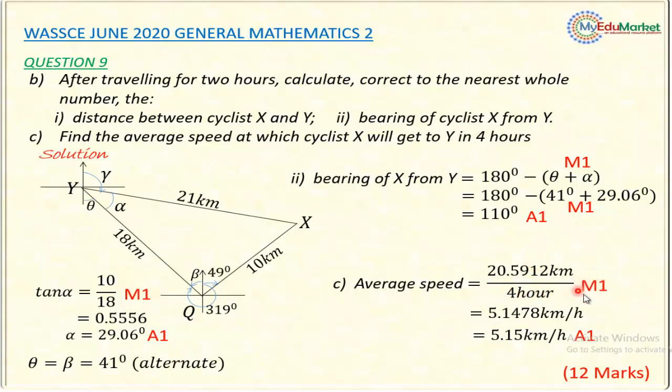Then the last 2 marks are for the attempt to get the average speed. You have the method mark. The method mark here would be awarded if you are trying to divide by 4 the distance obtained as the distance from x to y. So if you divide that by 4 hours, you get this method mark. And if the answer is correctly written as 5.15 kilometers per hour with the correct unit, you have the accuracy 1 mark. So in total, the question has 12 marks according to the official WAEC marking scheme.